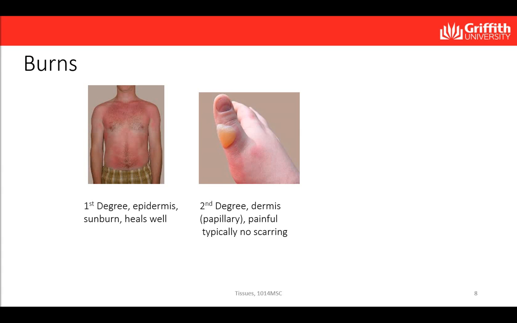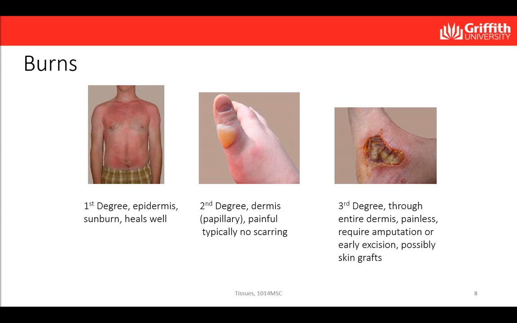Finally, third-degree burns are deeper than the previous two and involve all layers of the skin, damaging the nerves and the blood vessels. The nervous damage is why people who suffer from third-degree burns may not feel any pain at all.